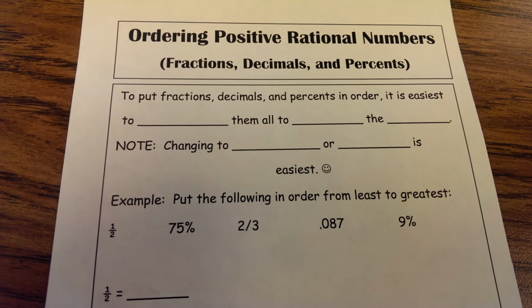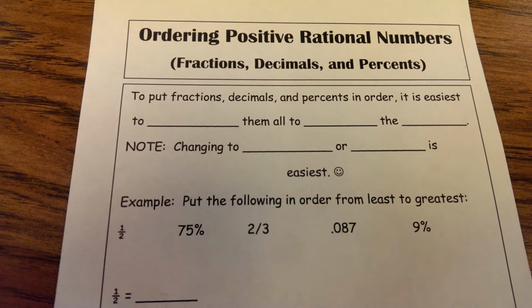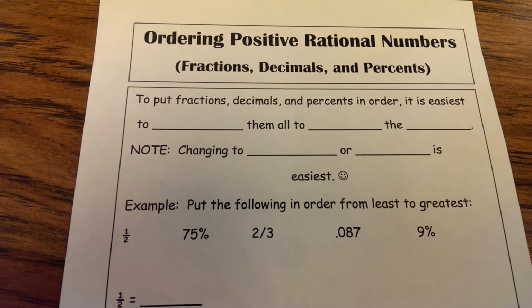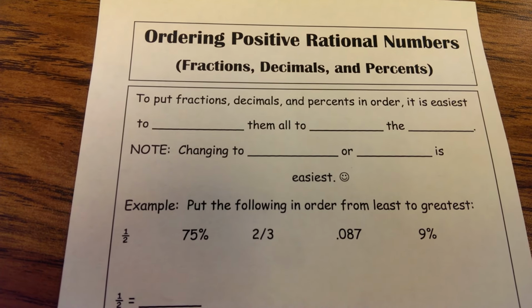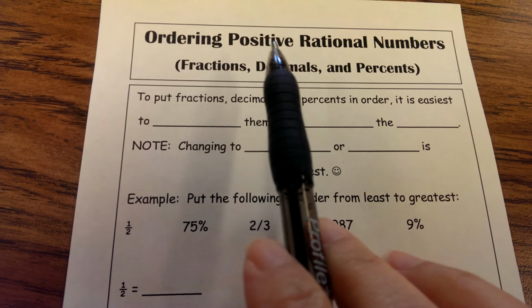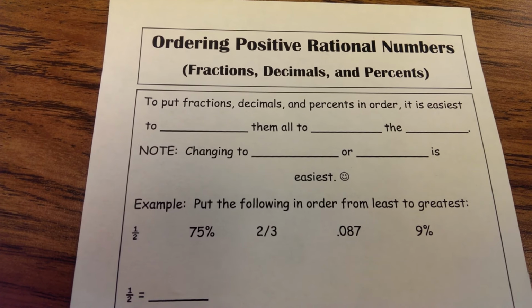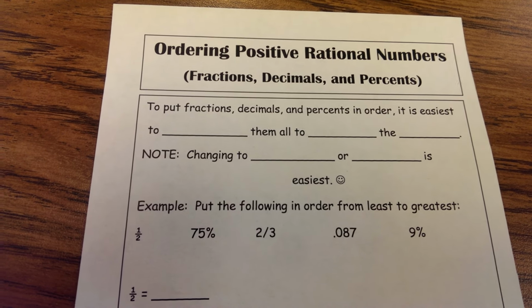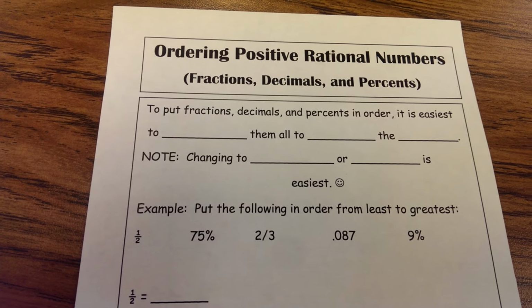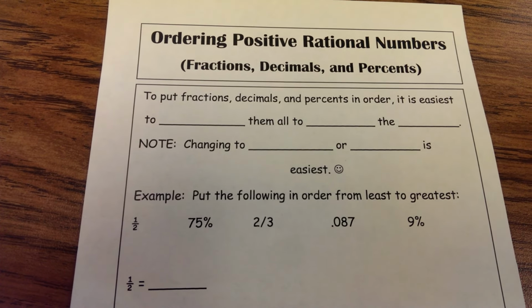Let's talk about ordering positive rational numbers. So what are rational numbers? Rational numbers include your positive and your negative whole numbers, your positive and your negative fractions, positive and negative decimals, positive and negative percents. So rational numbers are your integers, your whole numbers, your fractions, your decimals, and your percents, positive and negative. So those are all rational numbers.